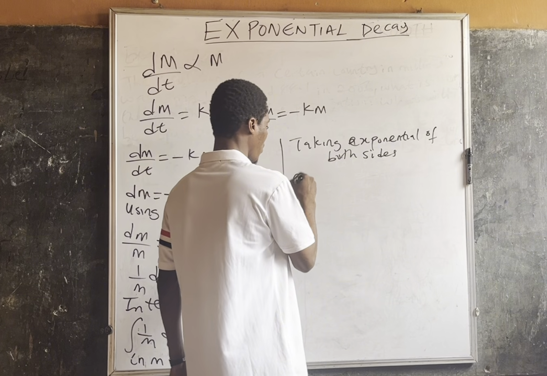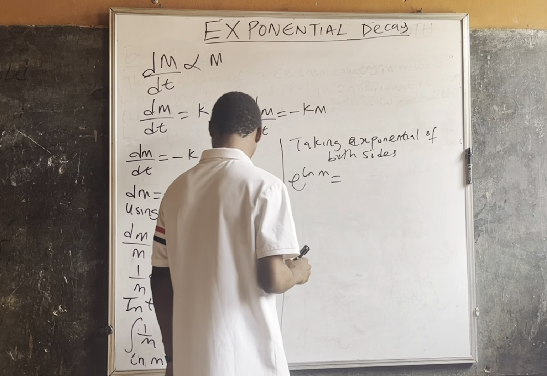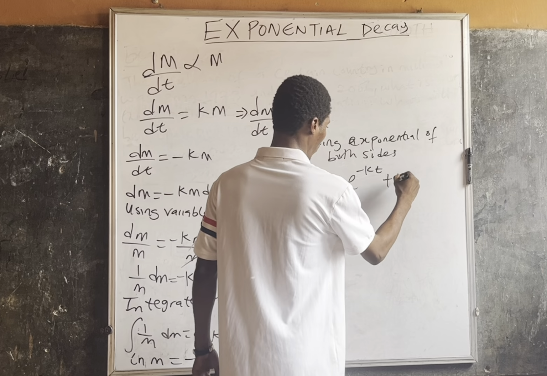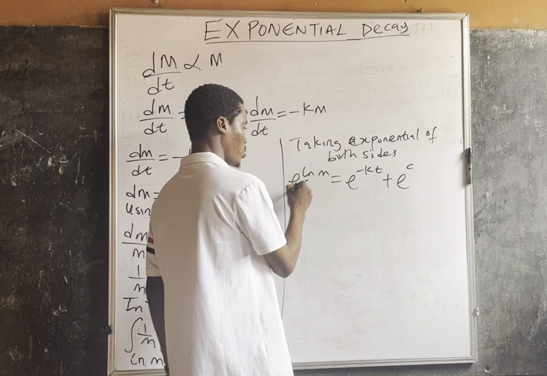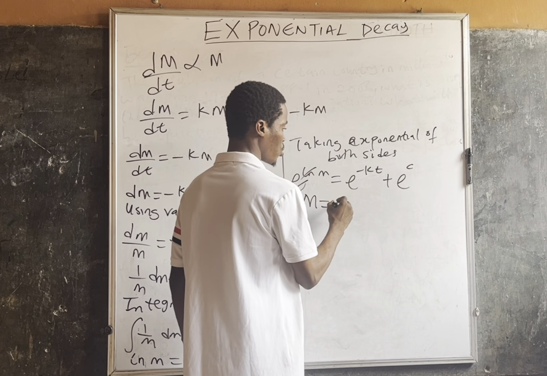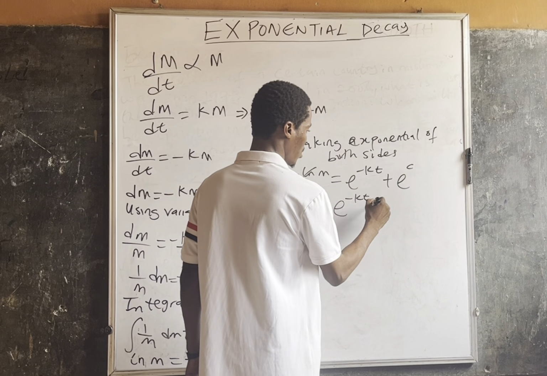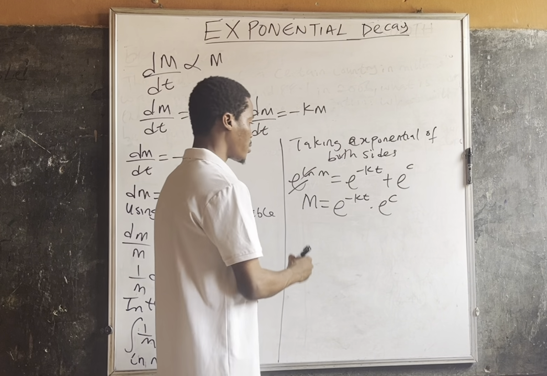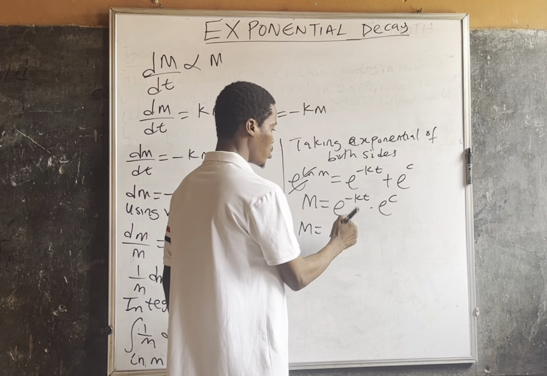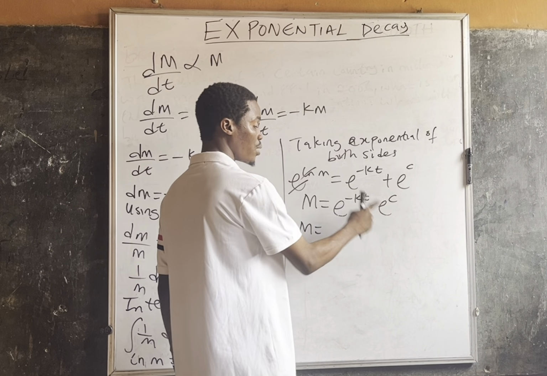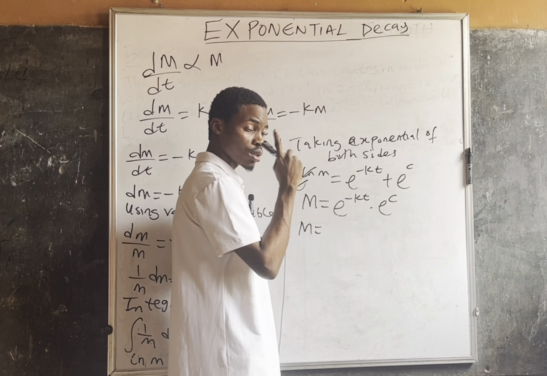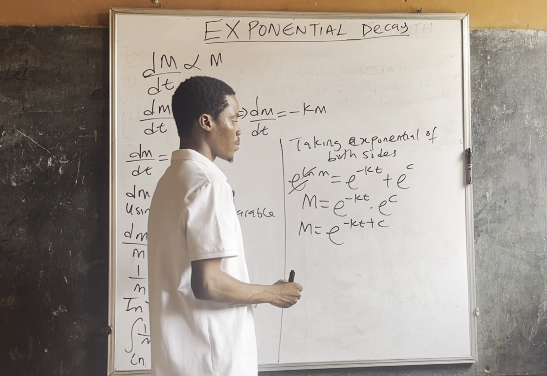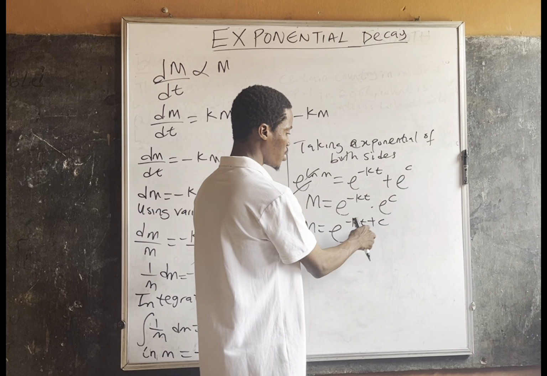We are going to have exponential of ln m equals exponential of minus kt plus c. So the exponential and ln will cancel. We now have m is equal to exponential minus kt times exponential c, according to the law of indices. So m is equal to exponential minus kt plus c.